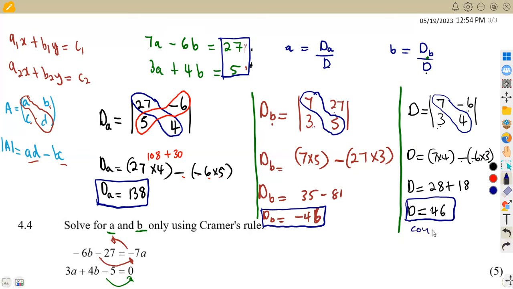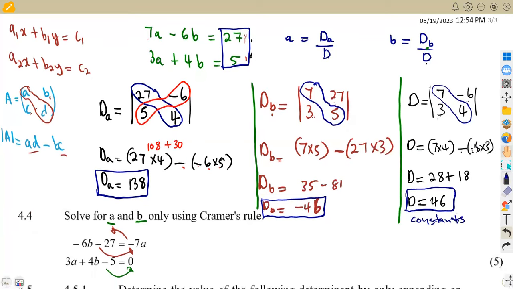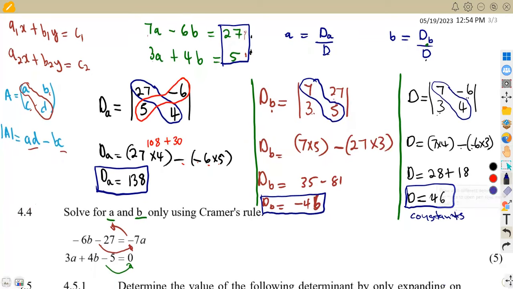So this is for constants that is working with 27 and 5. With this, we can determine the value of A and the value of B. Remember, from our formula here, we say that to obtain A, it is going to be the determinant of A over the determinant of constants.